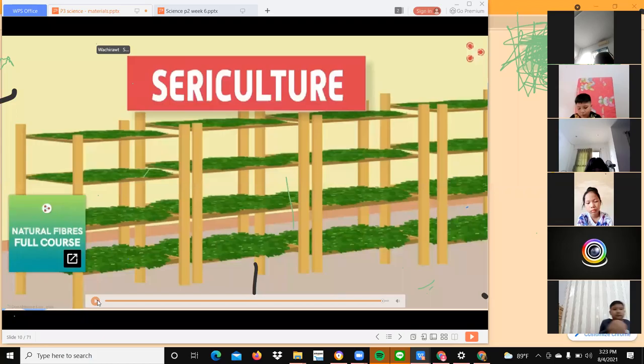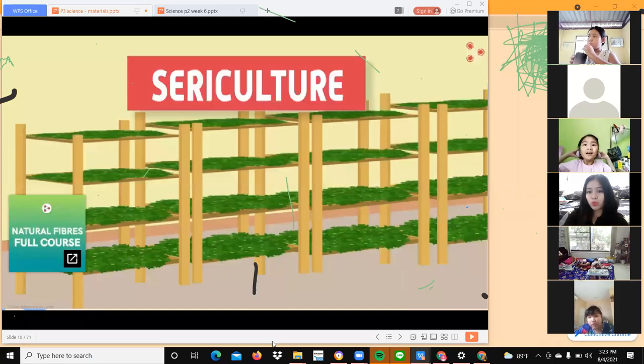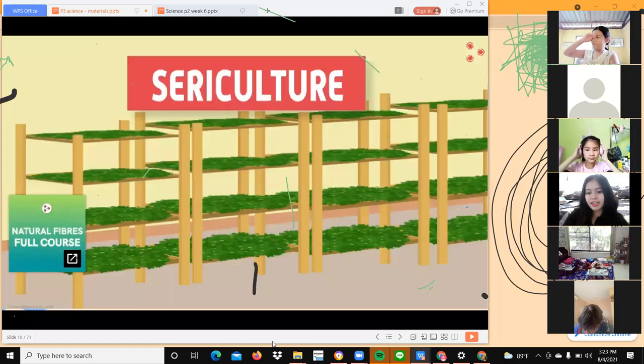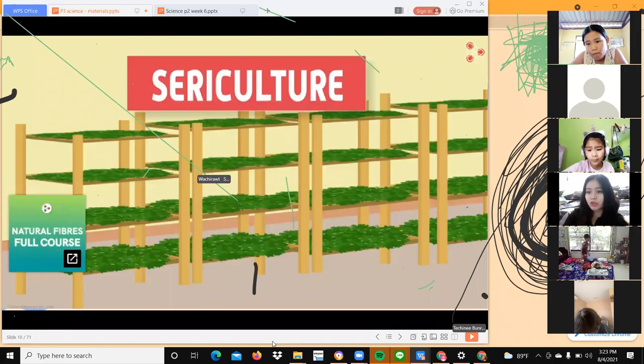Okay, that's how silk fibers are obtained from a cocoon. When the pupa comes out from the cocoon, they will collect the cocoon and get the silk threads, and they will make it into silk fabric and many more objects made out of silk.